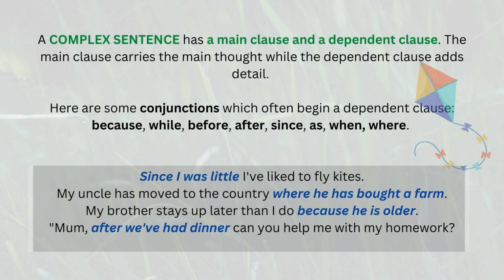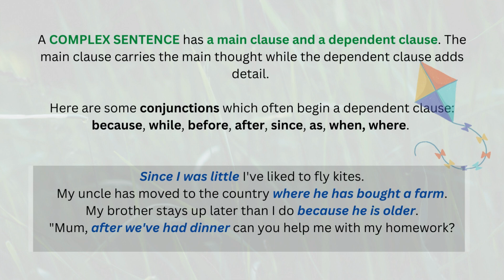A complex sentence has a main clause and a dependent clause. The main clause carries the main thought, while the dependent clause adds detail. Here are some conjunctions which often begin a dependent clause: because, while, before, after, since, as, when, where. And here are 4 examples of complex sentences.